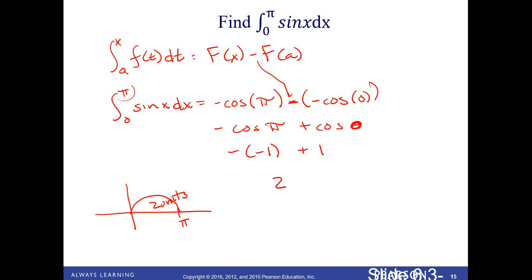Okay, so pretty easy to calculate. We're going to do some more of this in class, and as I said, we're going to do a little bit of explanation of how we came up with that first equation to begin with.